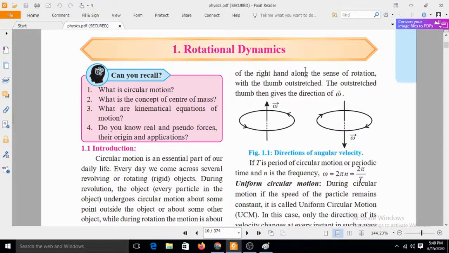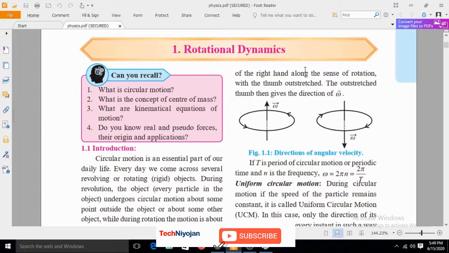Today I start with a new chapter, rotational dynamics. That is the first chapter. Previously I completed semiconductor devices and dual nature of radiation and matter.